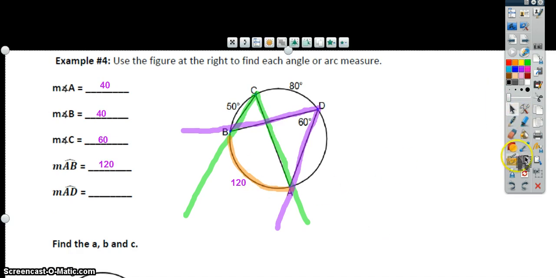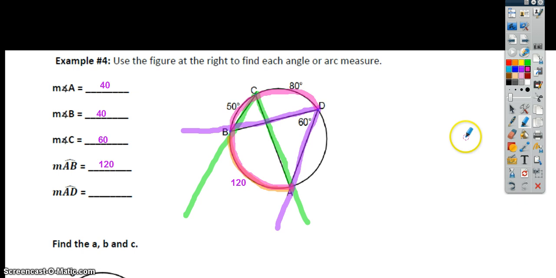Well, it just so happens that we know at this point this part of the circle, 120. We know this next part from B to C is 50. We know the next part from C to D is 80. So basically we know all the arcs together except for arc AD. And we know that a whole circle is how many degrees?